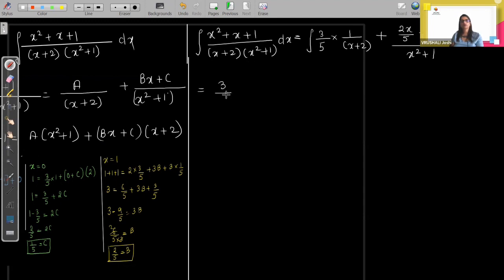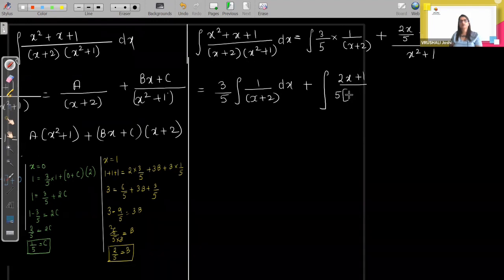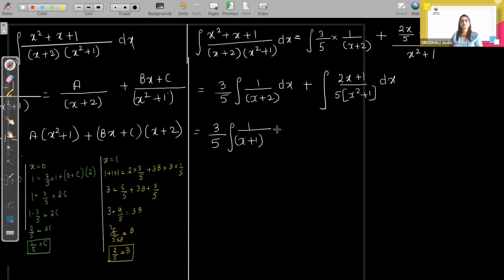So we can take this as 3 by 5 integration of 1 by x plus 2 dx plus, this is going to be 2x plus 1 by 5 into bracket x square plus 1 dx. Correct. So the 5 will come out. This is going to be 3 by 5 integration of 1 by x plus 2 dx plus 1 by 5 integration of 2x plus 1 by x square plus 1 dx. Does everyone understand?